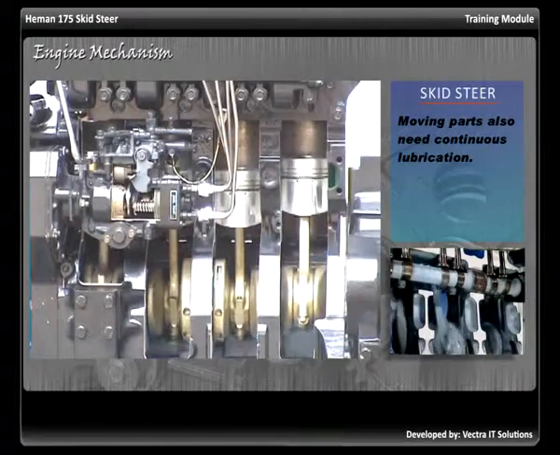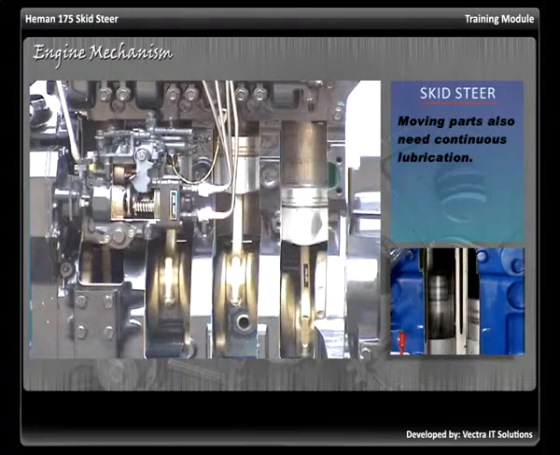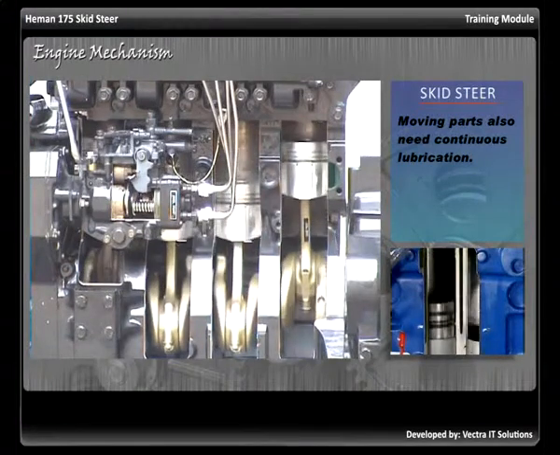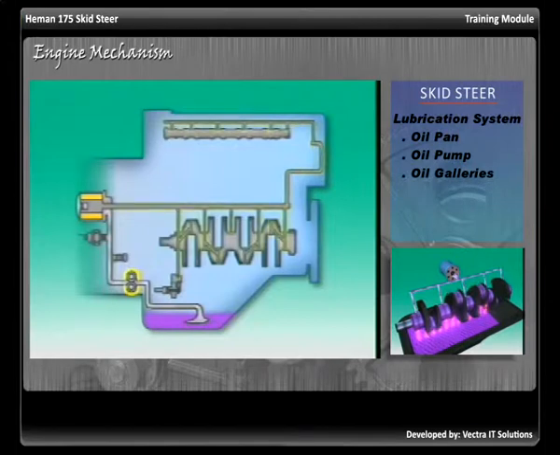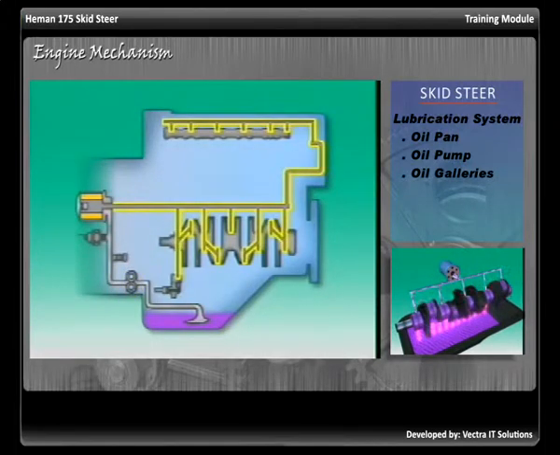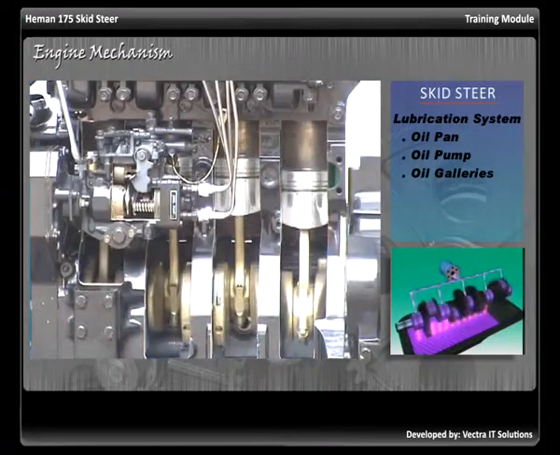The moving parts inside the engine are constantly lubricated with the oil to prevent friction and wearing out of the parts. The lubrication system in the engine consists of an oil pan, oil pump, and oil galleries. The oil is stored in the oil pan, located at the bottom of the engine block. Oil is drawn from the pan by an oil pump. It is instantly pumped towards the moving parts when the engine starts.